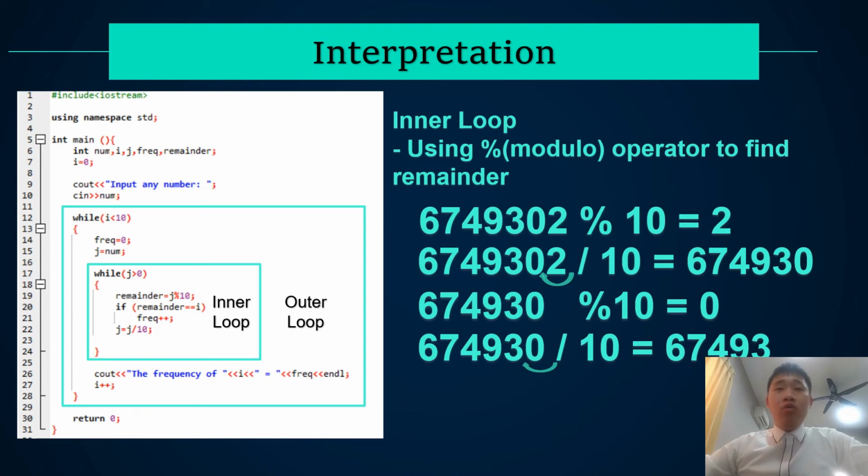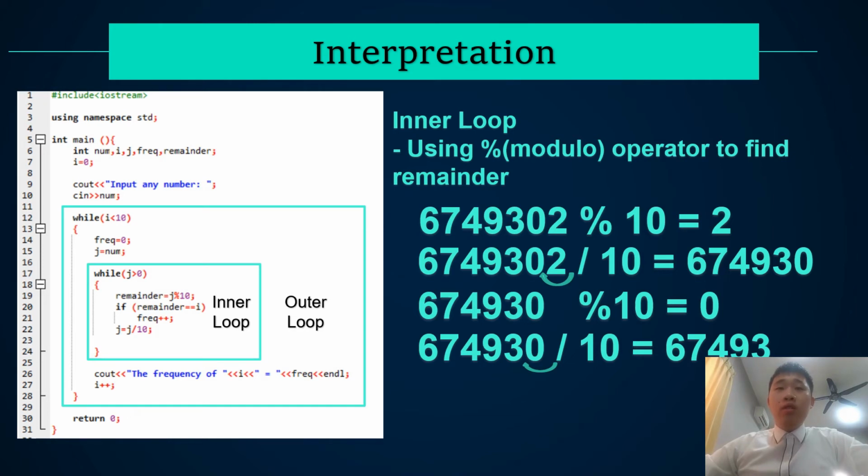So if the remainder is equal to i, for the first looping that's 0, and the remainder is 2, so the frequency will not increase and will still be 0. Next, we divide by 10 and we get 674930.2, but since it's an integer, we will not show the decimal places, so it will just show 674930.